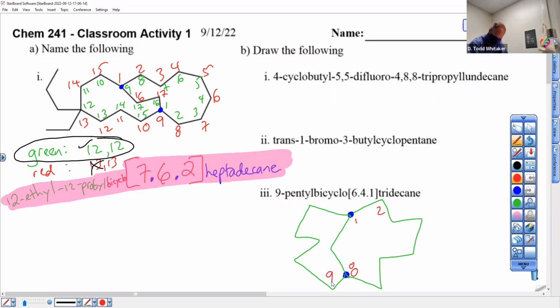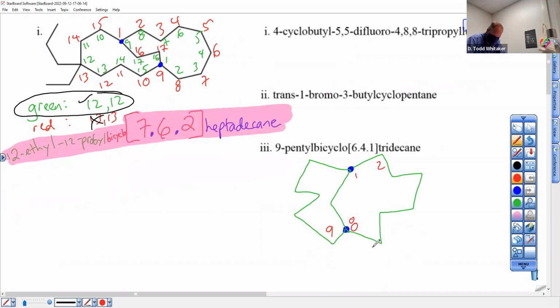I did that kind of fast, didn't I? Well, going from 1 to 8 without counting 1 and 8, there's your 6. And then 9 is there, and I stopped because my name only has a group on 9. I don't care about numbers after that, do you? I don't either. How do you draw a pentyl group on 9? How many carbons in a pentyl group? 5. There's 1, 2, 3, 4, 5. Got a little curly Q in the end there. Done. Bicycles aren't that bad.